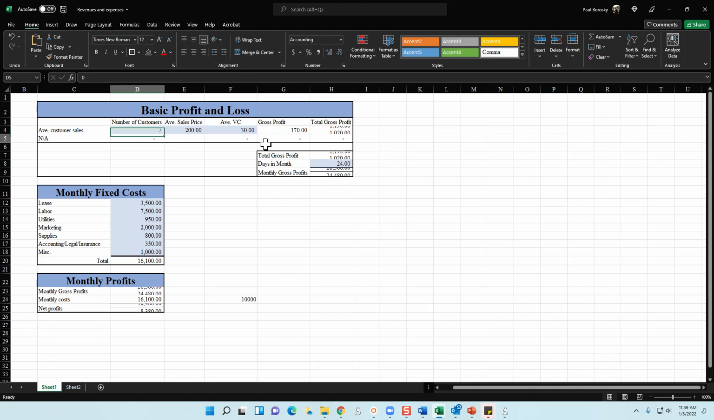So now we know that if we service 7 customers daily with an average sales price of $200 and a variable cost of $30, on average, we can go ahead and exceed our $10,000 threshold, specifically $12,460. So this financial model is really easy to put together, and there are so many benefits that you're going to be able to extrapolate from just a little bit of work.